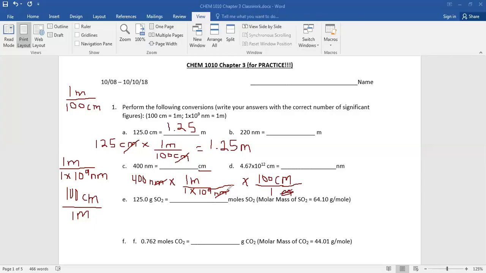So now the meters cancel. So now I can do the math. 400 times 1 times 100, and then divide by 1 times 10 to the 9th. And you get 4 times 10 to the negative 5th centimeters.